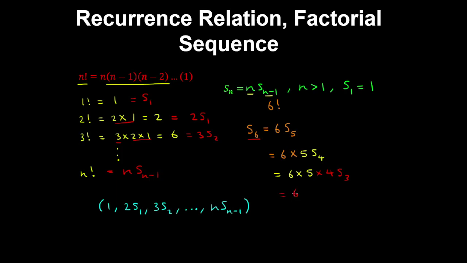So let's continue. So we have 6 by 5 by 4, and S3 is 3 by S2. And continuing the process, S2 is 2 by S1. And S1 is our initial condition, which is 1. So therefore you get 720.